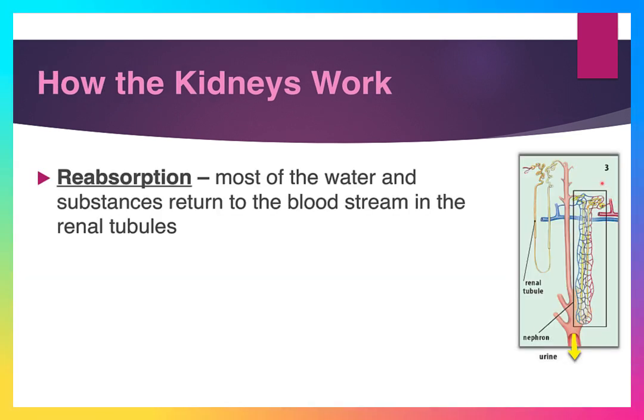And this is the entirety of the nephron. Bowman's capsule is up here and the glomerulus is up here. And what happens is that it's filtered here and then it goes into the tubule. This is the proximal convoluted tubule. Then this is called the loop of Henle, which goes down and back up, and then the distal convoluted tubule, and then into the collecting duct.